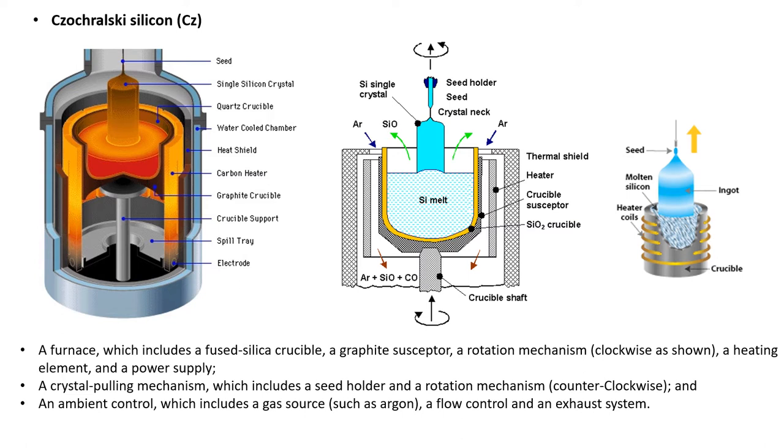Refining of silicon is carried out by the Czochralski or CZ method. It involves melting of crushed metallurgical grade silica in a fused silica crucible fitted with a furnace, a graphite susceptor and a rotation mechanism to facilitate uniform melting and homogenization of the temperature in the melt.